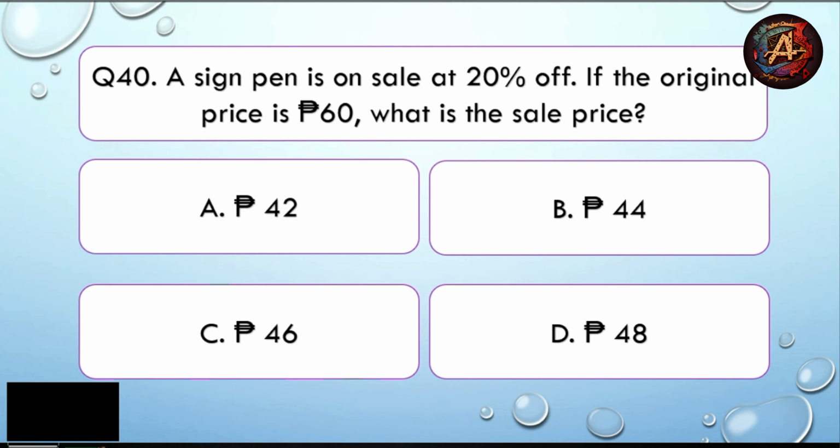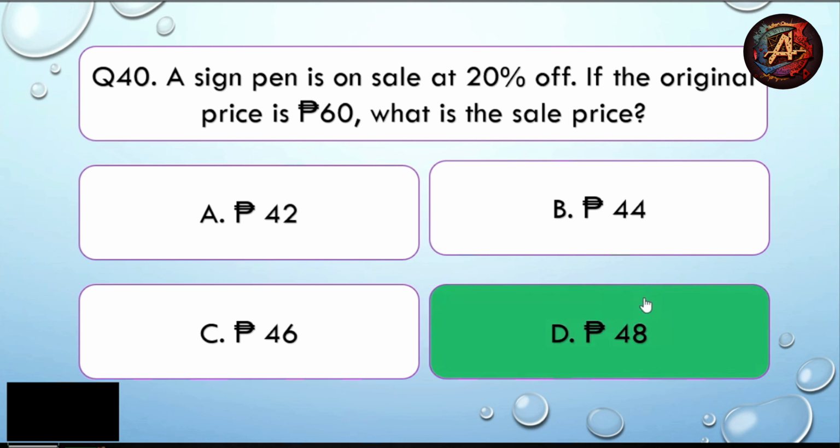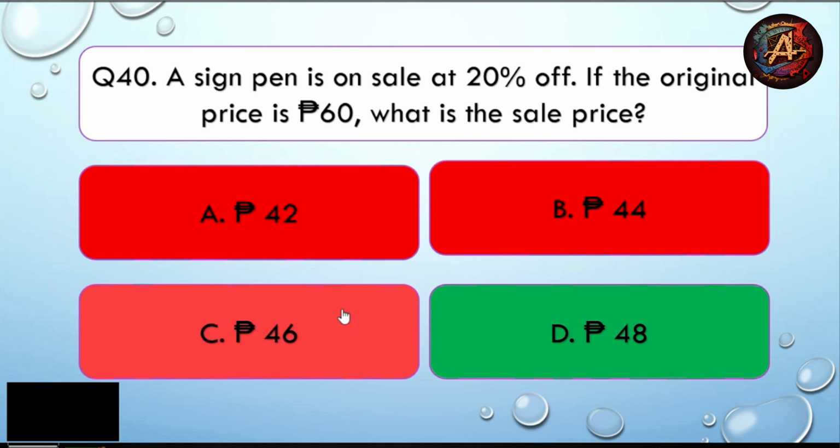So 80%, that is 0.8. So 0.8 times 60, basically the answer is 48 pesos, because 6 times 8 is 48. So now let's check whether we are correct. All right, we are correct, my dear math learners.